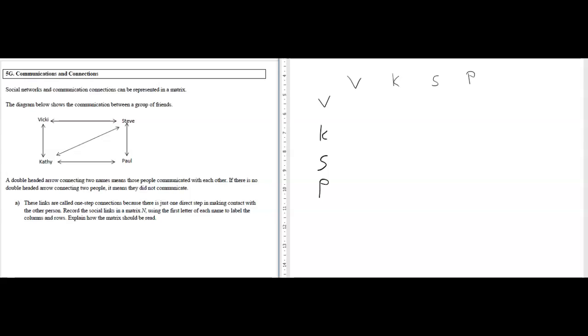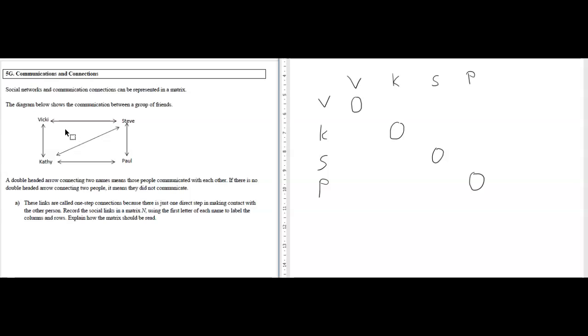All right, so we're going to set up our matrix. I've got V for Vicky, K for Kathy, you get the gist. And then up here, it's who they've communicated with. Now, there's no arrow for Vicky, so Vicky's not communicating with Vicky. You can only communicate with one other person, obviously. I don't know, can you communicate with yourself? So we're going to put zeros down there because Vicky's not communicating with Vicky, Kathy's not communicating with Kathy, Steve's, yeah, you get the gist.